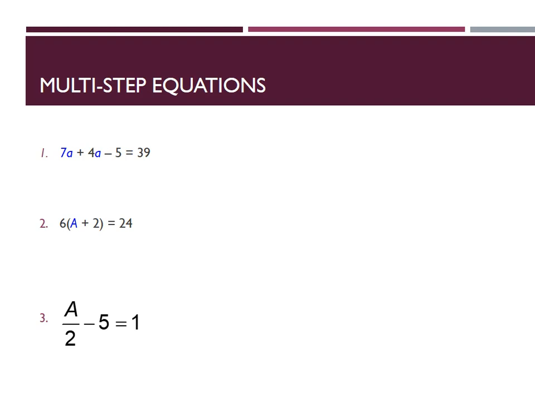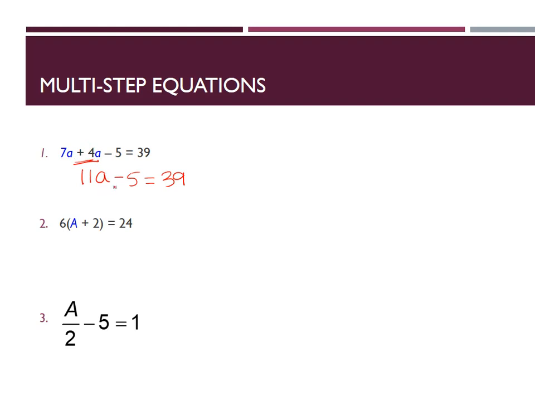So another multi-step equation here. If you have multiple a's on the same side, or x's, whatever the variable is, you're going to combine those first. So I have 7a plus 4a gives me 11a. So I have 11a minus 5 equals 39. You don't have to do anything with the a's. It's kind of like saying 7 apples plus 4 apples. Now I have 11 apples, right?